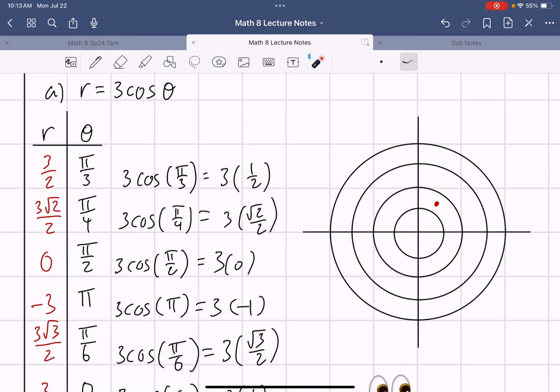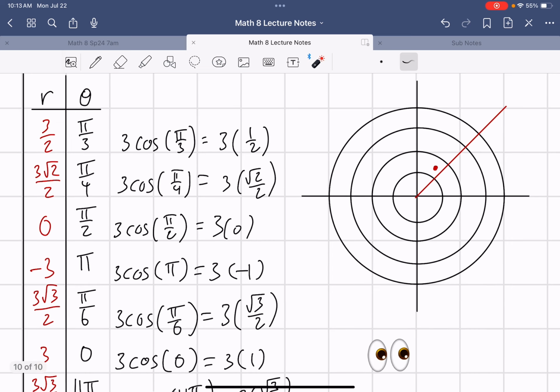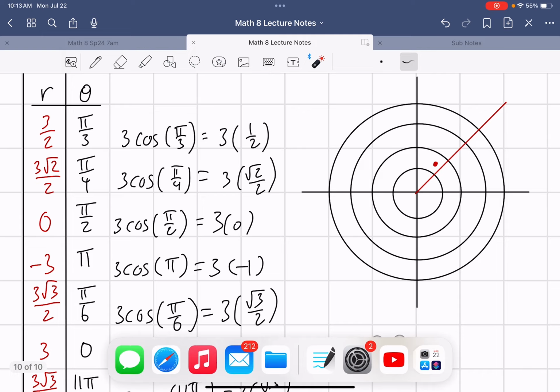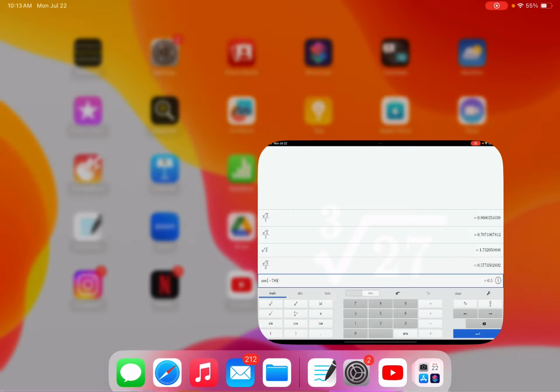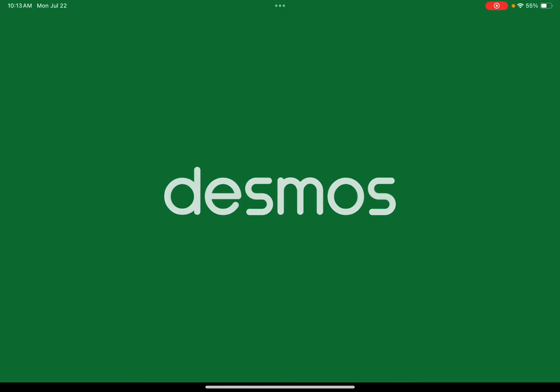And now I go pi over 4, which is at this perfect diagonal, right? So I'll initiate the perfect diagonal. And then this goes as far as 3 times square root of 2 divided by 2. So for something like this, we're definitely going to need a calculator. So let's bring a calculator in.